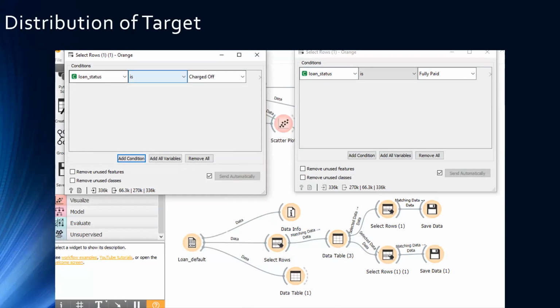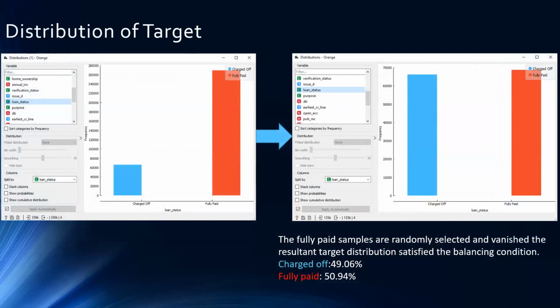Firstly, we separated the data as fully paid and charged off in Orange, and we randomly deleted samples from the fully paid part, and at the end we summed them up in the same CSV file and re-uploaded it to Orange, and we saw a good distribution level as shown on the right side. There is a 49% charged off and nearly 51% fully paid relationship.